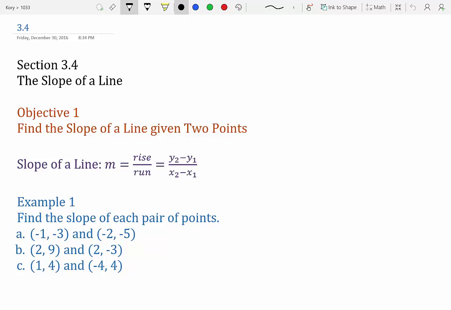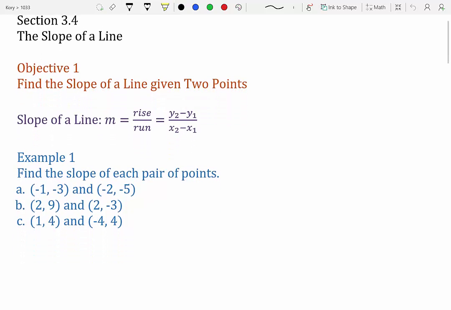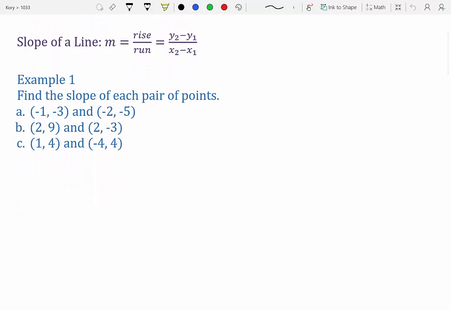Section 3.4, the slope of a line. Our first objective, find the slope of a line given 2 points. So to find the slope of the line, it's m equals rise over run, and that is y2 minus y1 over x2 minus x1. So for example 1, we want to use this formula to find our slope.